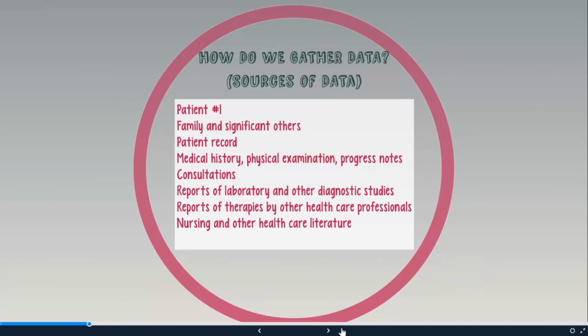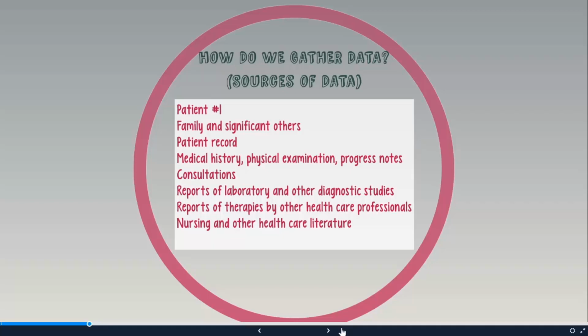How do we gather data? Number one is the patient. The patient's going to be the number one source of data. We never want to go to anybody else but the patient unless we absolutely need to. Family and significant others might come next, as long as it's been approved by the patient, if they're able to. We look at the patient record.